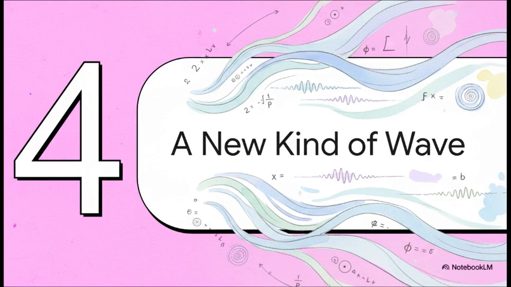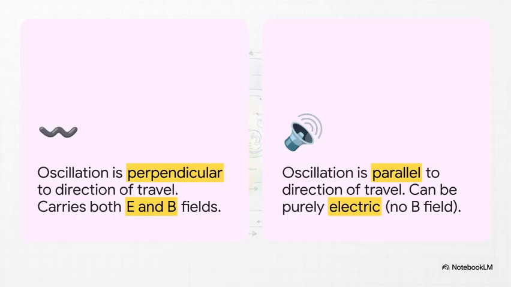It points to the existence of a totally new kind of wave, one that behaves completely differently from the light, the radio, the microwaves we all know and use every day. And this is where the difference is just so clear. Standard electromagnetic waves are transverse. You know, the oscillation goes up and down while the wave moves forward, kind of like making a wave on a string. But these new waves are longitudinal. The oscillation is forwards and backwards in the same direction the wave is traveling, just like a sound wave.